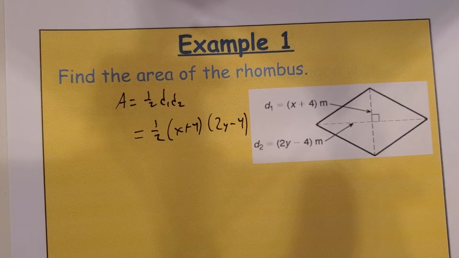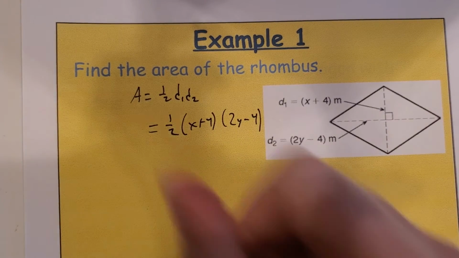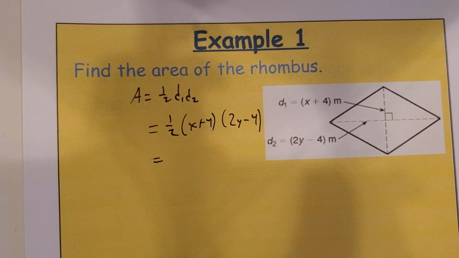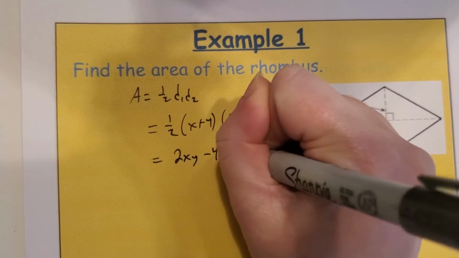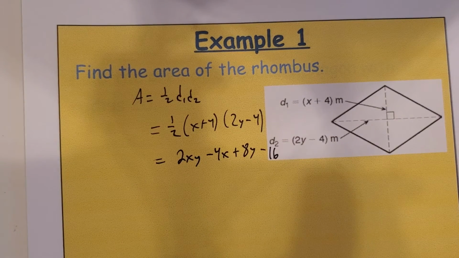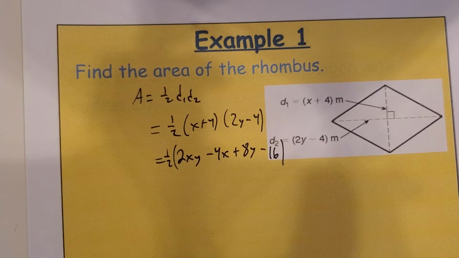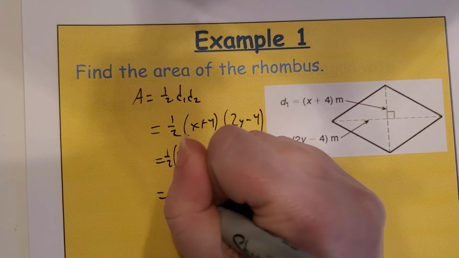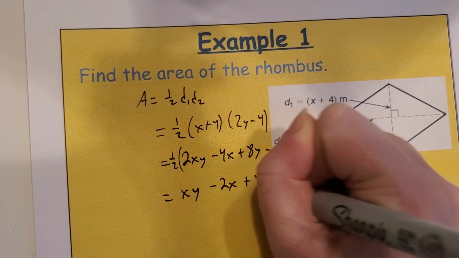All right, so we do have to simplify this. Binomial times binomial, you got to FOIL it out. So I'm going to do that first and then distribute the half in. So we have 2xy minus 4x plus 8y minus 16. There's no like terms, so we got to leave this as is. Forgot to stick that half on the outside. And then again, we're just going to distribute in. So this is xy minus 2x plus 4y minus 8.